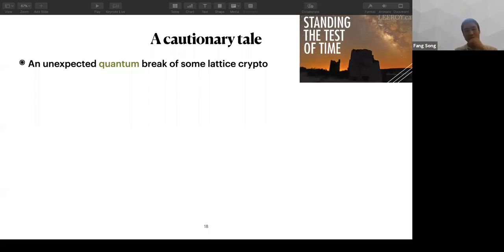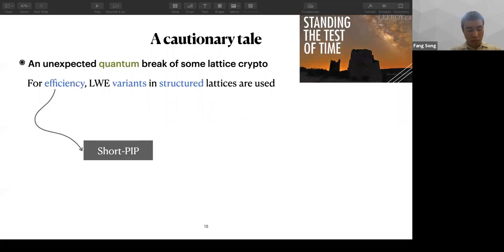All right, so I want to point out that although this is already a very slow process, the post-quantum candidates are still relatively new. And even more so is our experience with possible quantum attacks. So I want to share with you a successful quantum attack on some lattice-based crypto systems. Okay, so the story begins with some practical concerns for efficiency.